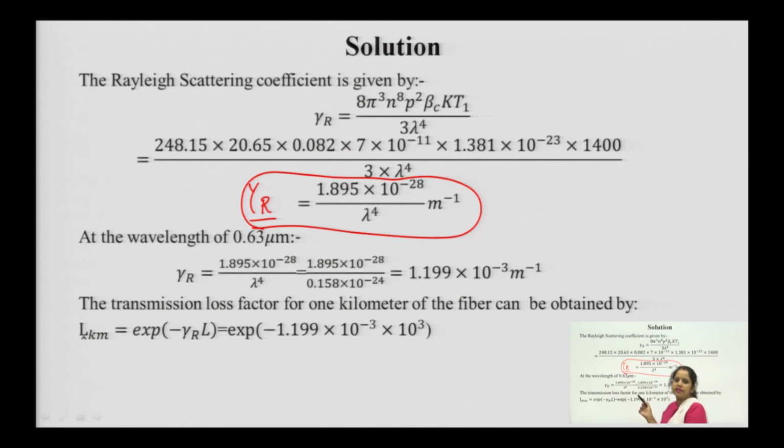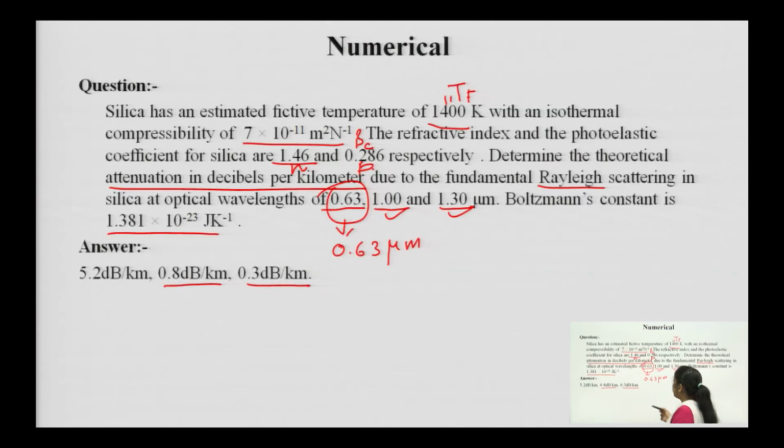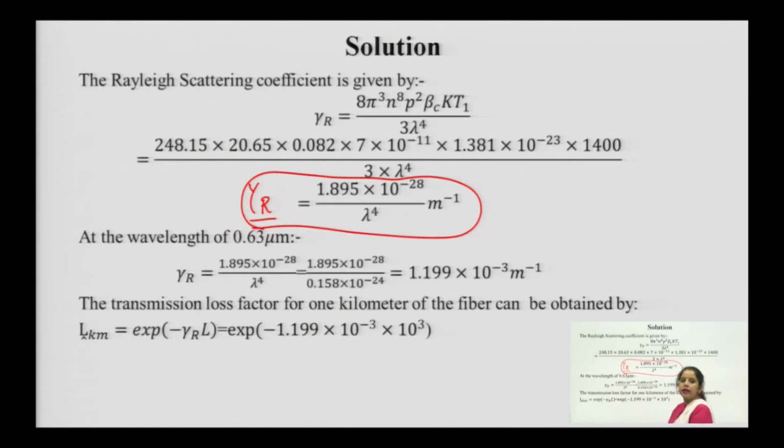We have taken the general formula because we have 3 different wavelengths. We can use the same formula for calculating the Rayleigh scattering coefficient for all three wavelengths. Now, as already told to you, I will calculate only for one single wavelength, and for the rest of the two you have to calculate. So, if we put lambda, that is 0.63 micrometer, we get the Rayleigh scattering coefficient as this one.